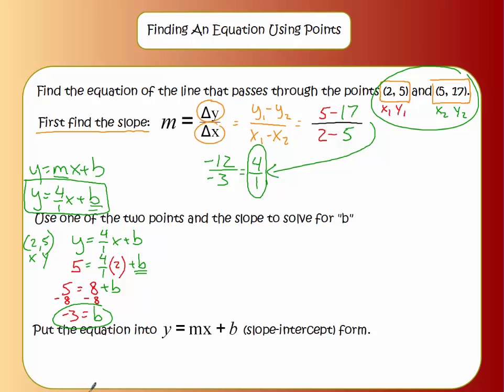So if I know m, and I know b, then I know that y equals 4 over 1, that's my m, x plus a negative 3. Or again, you can write it as just minus 3.